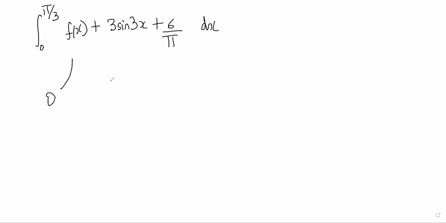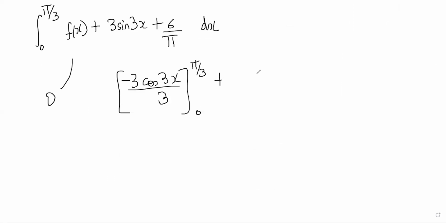This time I'll take my function for the second option, basically as f of x plus 3 sine 3x and plus 6 by pi. This is my new function, and we'll check the value of this integral. And we will see that this integral is 0. This will be minus 3 cos 3x by 3 evaluated from 0 to pi by 3. And the last one will be 6 by pi into x evaluated from 0 to pi by 3.